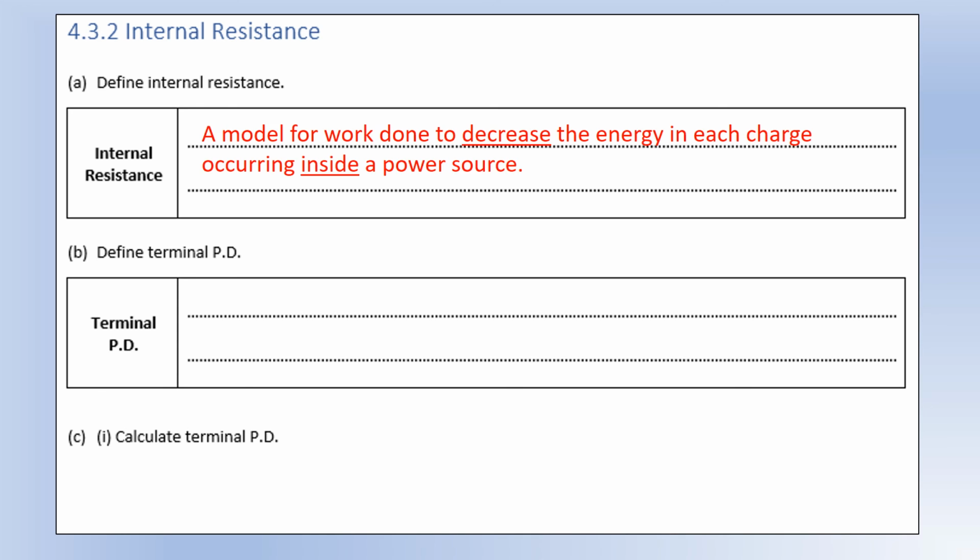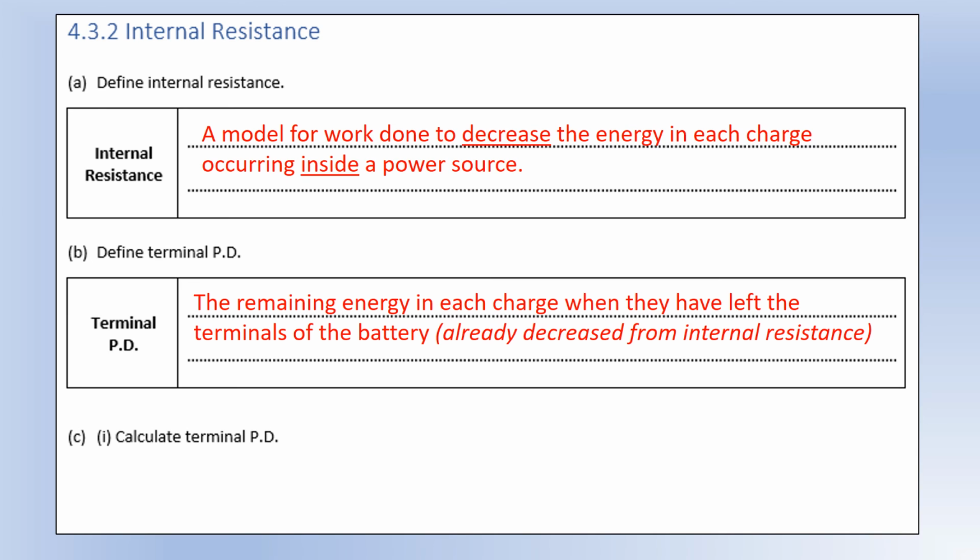All right, so the way I explain internal resistance is it's a way of modeling the work done to decrease the energy in each charge that's happening inside our battery before it even gets out into the circuit. That's what we use internal resistance for. And this is the one time it might be appropriate to use the word voltage, but I'm going to call it terminal potential difference to avoid that anyway.